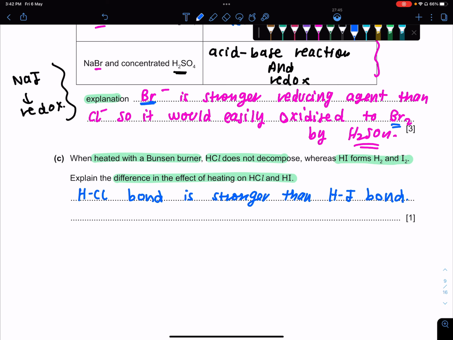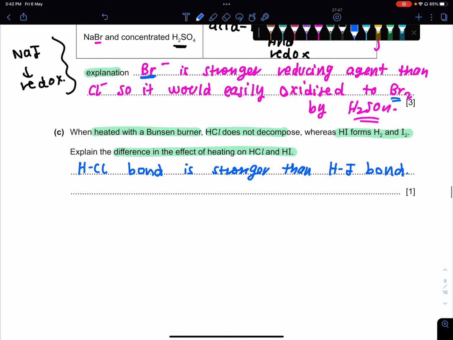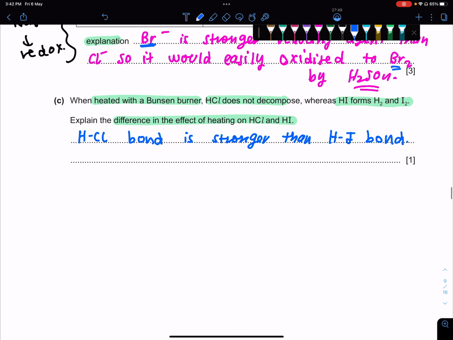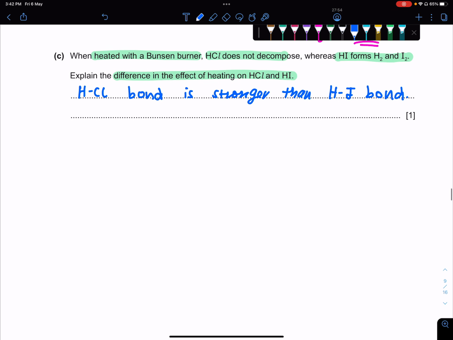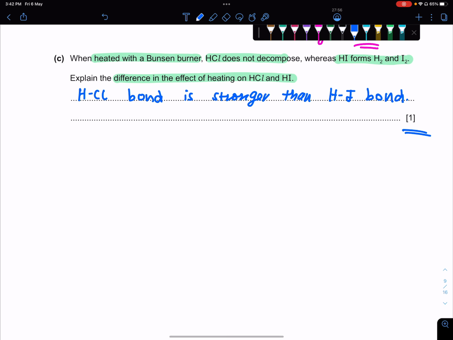Why? Because the size of the halogen gets bigger, so the bond length increases. Bond length is inversely proportional to bond strength, so bond strength decreases down the group. Do remember, there's only 1 mark. That statement is more than enough, right?